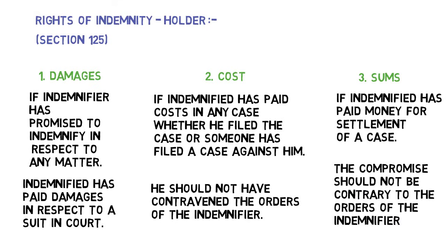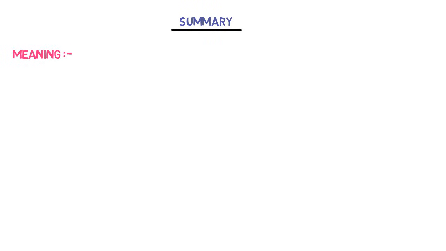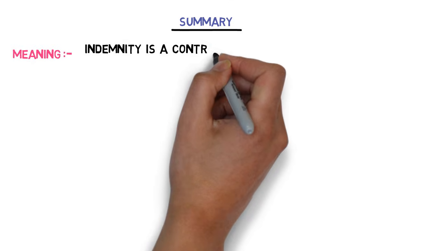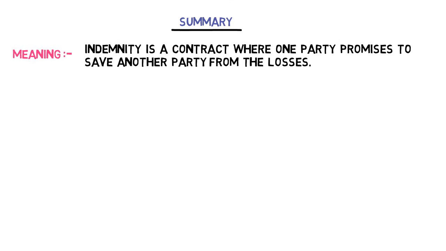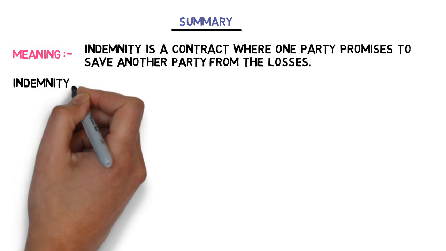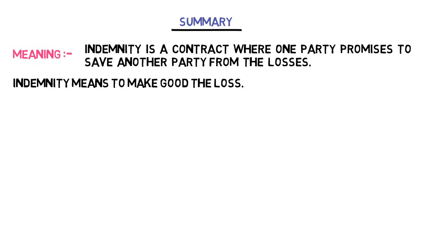Now let's summarize the whole video. In this video we have seen meaning of indemnity. Indemnity is a contract where one party promises to save another party from the losses. Indemnity in simple words means to make good the loss. Indemnity is defined in section 124.